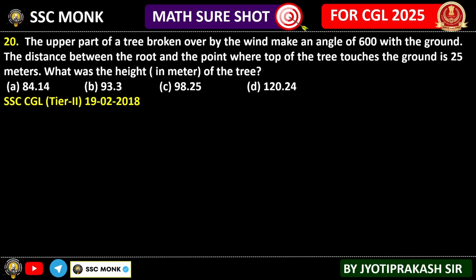Clear? Next. The upper part of a tree broken by the wind makes an angle of 60 degrees with the ground, and the distance between the root and the point where the top of the tree touches the ground is 25 meters. Now see, let's say this was a tree. Now it got broken, so it is touching the ground over here. This is how it will look. Now this distance is equal to 25 meters, and it is making an angle of 60 degrees. Now 60 degrees means this is root 3, this is 1, this is 2. Sir, one part is equal to 25, two parts will be 25 into 2, that is 50. Root 3 part will be 25 into root 3.